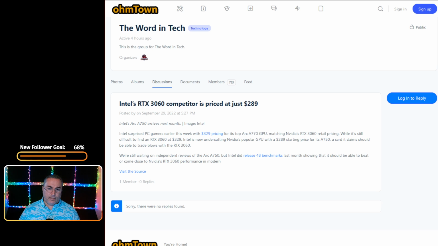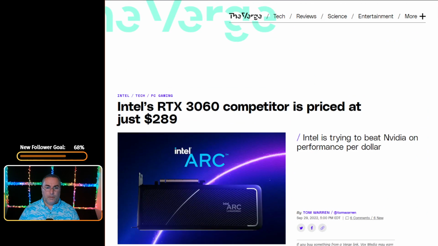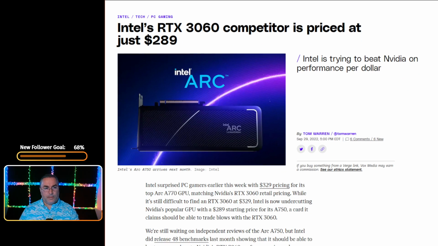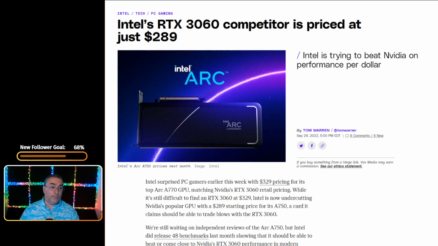So it says here, we're still waiting on independent reviews of the ARC 750, but Intel did release 48 benchmarks last month showing that it should be able to beat or come close to the RTX 3060 in performance. So if we go over to theverge.com, and Tom Warren is the author of this, I'm willing to purchase an Intel ARC processor simply to walk away from NVIDIA, because the only way that you can tell a company that you are displeased with their behavior, short of a nasty tweet, which amounts to, you know, the almost meme level character of Karen asking to speak to the manager.